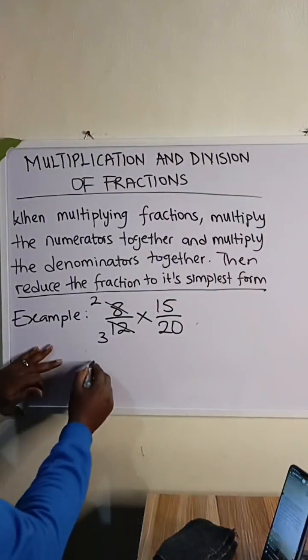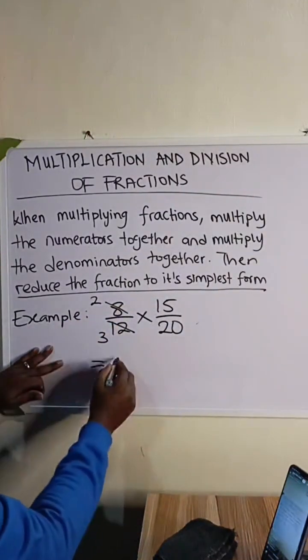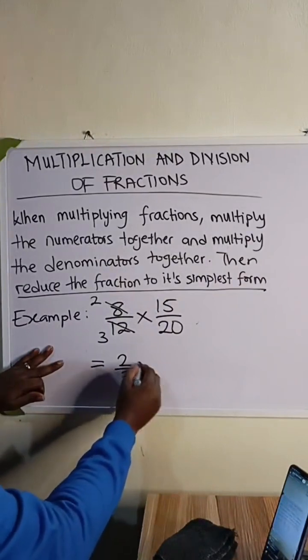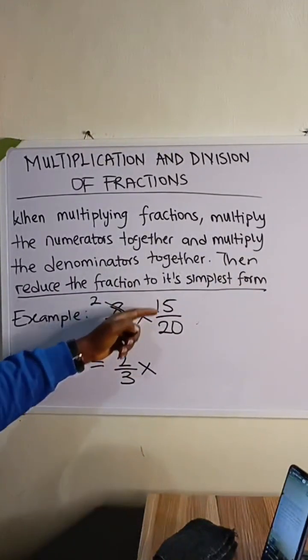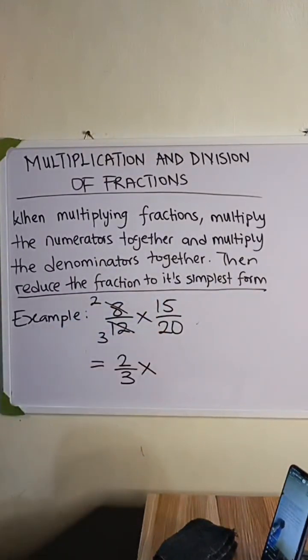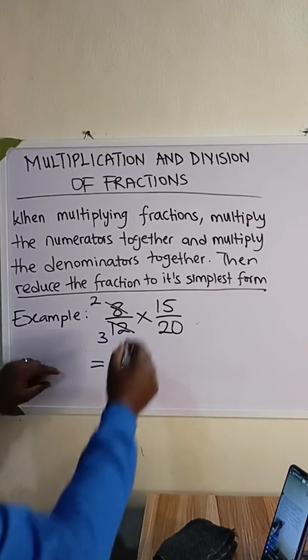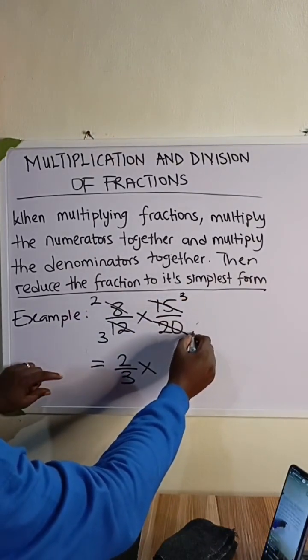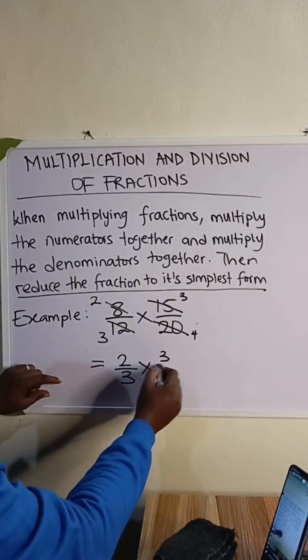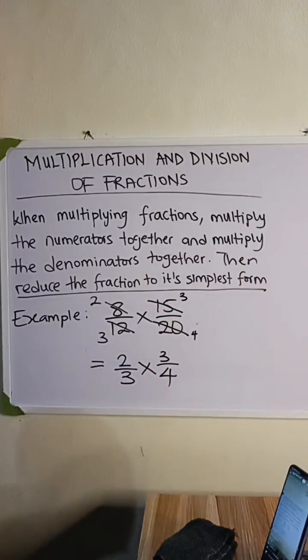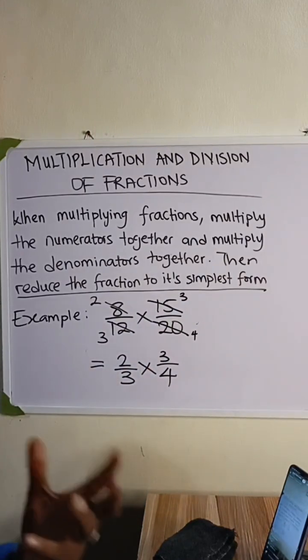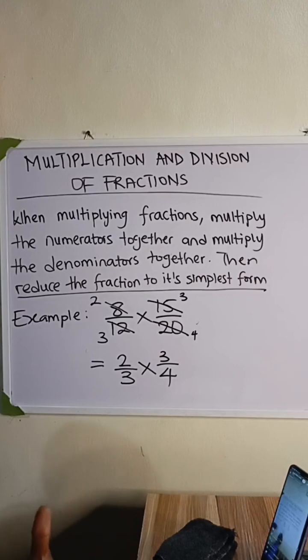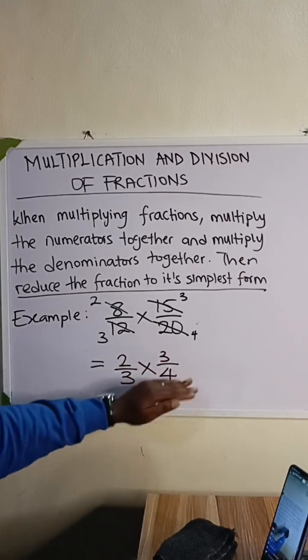So now, instead of having 8 over 12, we have 2 all over 3 times 15 and 20. Is there a number that can divide both 15 and 20? The answer is yes. 5 can divide both 15 and 20. 15 divided by 5, 3. 20 divided by 5, 4. So you have 3 all over 4. So in this situation, we have reduced the fraction first before we multiply numerator and denominator.